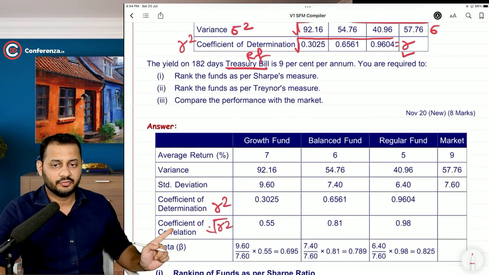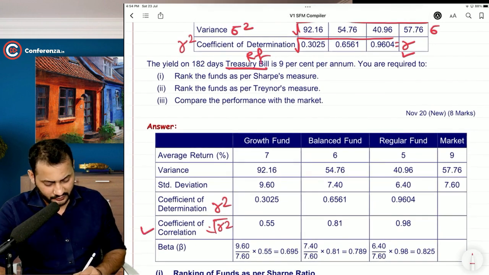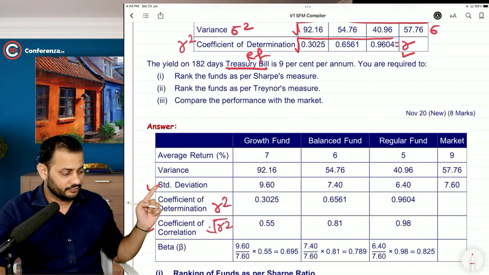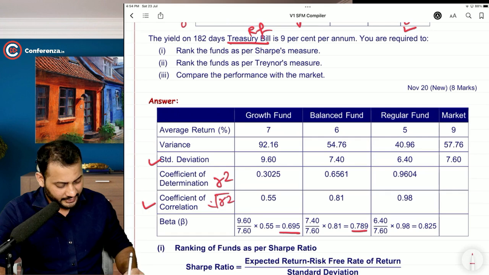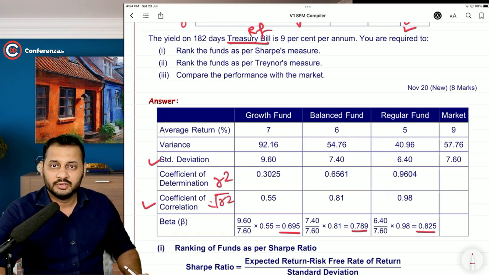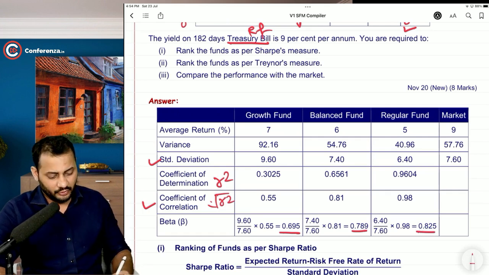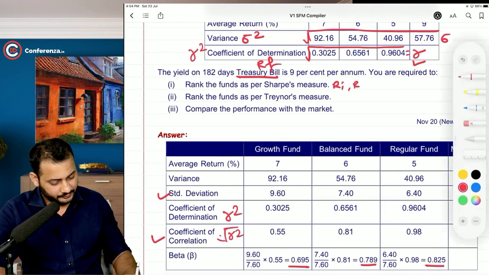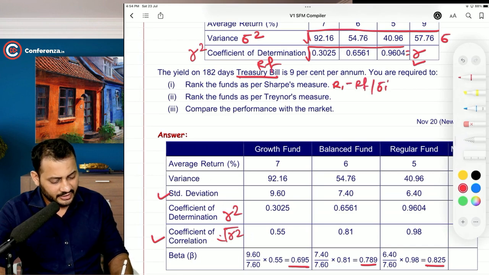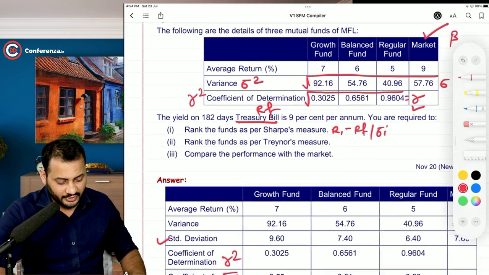So the coefficient of correlation and the two standard deviations will be taken from this, and the beta can be calculated easily. So we have calculated the beta for all the three funds. Now we only need RI, RF. See, what is the formula for Sharpe's ratio? RI minus RF divided by standard deviation of I. So we have all the figures.